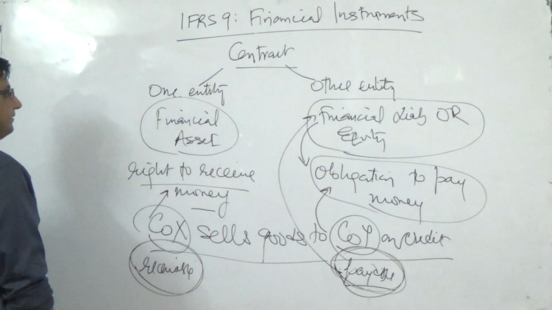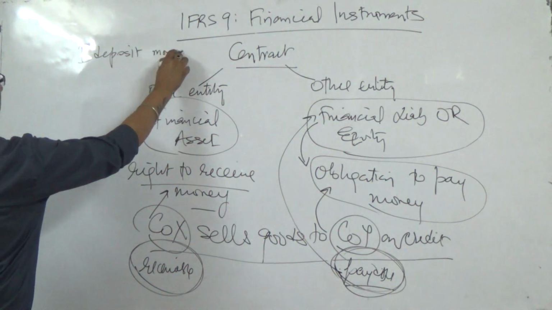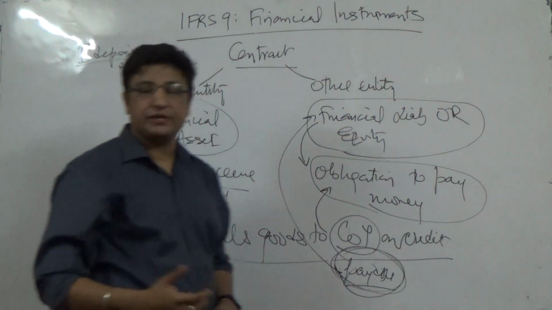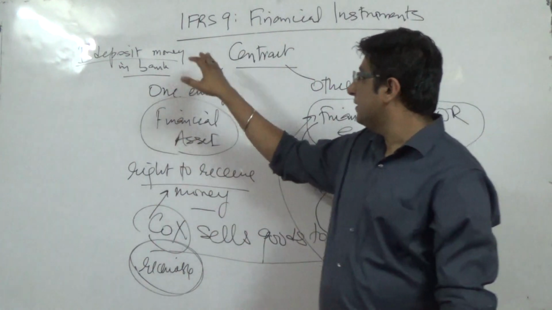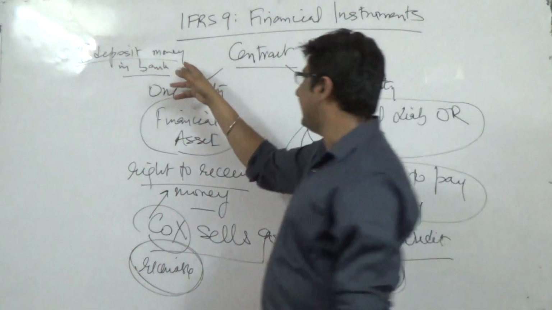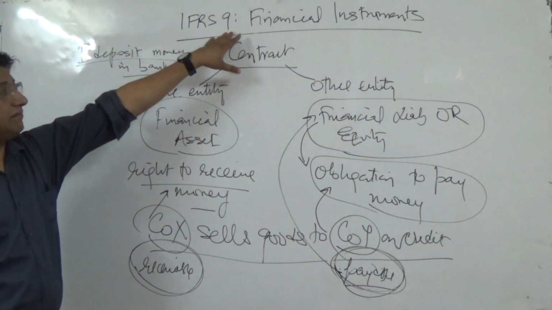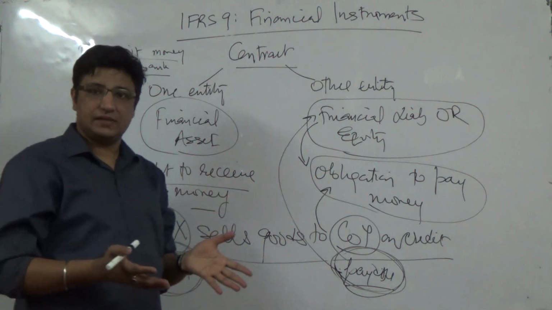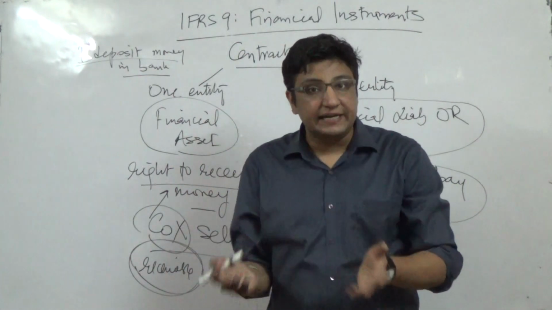Think about it like this. Let's say I deposit money in my bank. A company has cash at bank, a bank balance. What does it imply? It implies that the company has, or I have, a right to receive money, and the bank has an obligation to pay money. So even that is an example of a financial instrument. Are we okay with that? You can think about a lot of examples around your life where you would say, well, I didn't know that it was a financial instrument, but in reality it is.